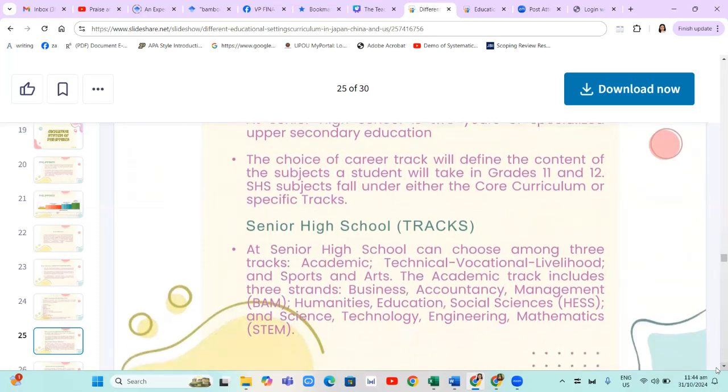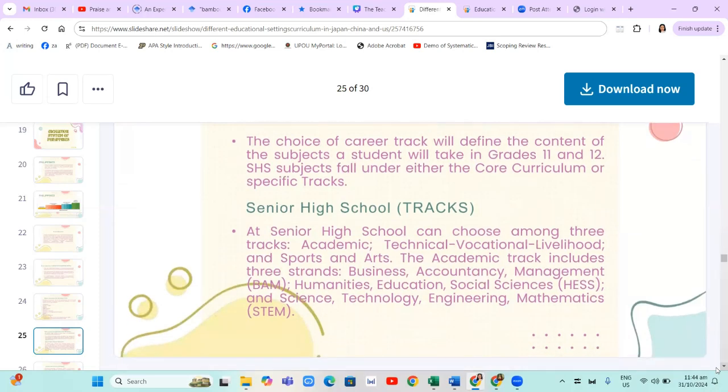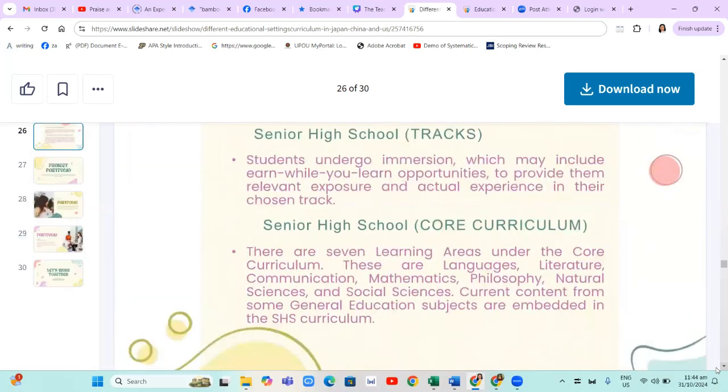In senior high school, students can choose among three tracks: academic, technical-vocational-livelihood, and sports and arts. The academic track includes three strands: business, accountancy, management; humanities, education, social sciences; and science, technology, engineering, and mathematics or STEM. In the senior high school tracks, students undergo immersion, which may include earn-while-you-learn opportunities to provide them relevant exposure and actual experience in their chosen track.